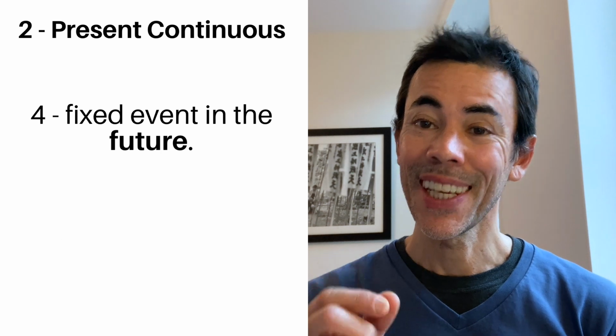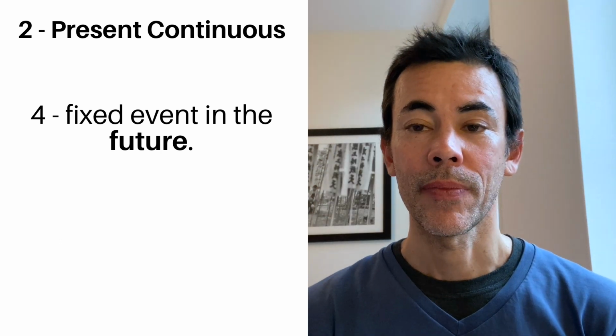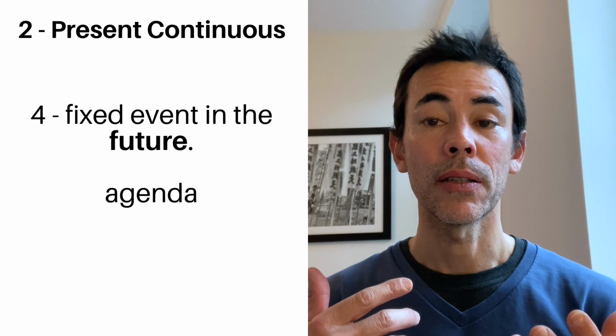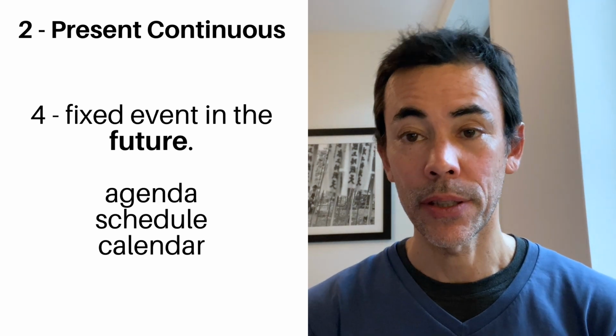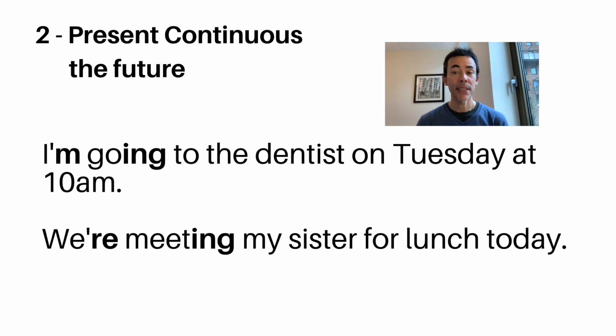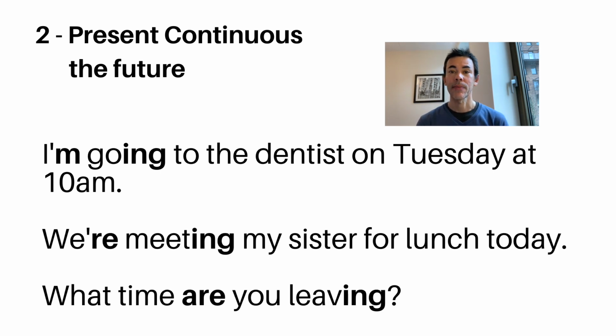Okay, another way we can use the present continuous is when we're talking about fixed events in the future. It's especially common when we're talking about our agenda, our schedule, our calendar. For example, I'm going to the dentist on Tuesday at 10 a.m. We're meeting my sister for lunch today. What time are you leaving?